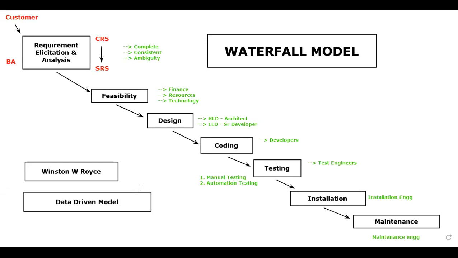Okay, sorry, I was on mute. Why is the waterfall model also called the data driven model, if you ask me? If the data comes, then only requirement elicitation can be performed. If the data comes, then only feasibility can be performed. If the data comes, design. If the data comes, coding. After coding, testing, installation, maintenance. That means if the data goes from one phase to another phase, then only the waterfall model is a success. That's the reason it is called the data driven model. Is that clear for everyone?